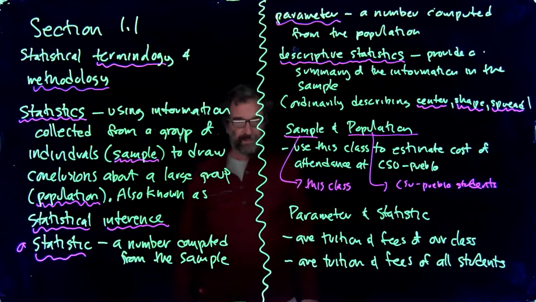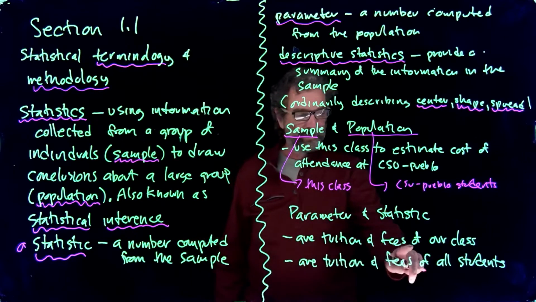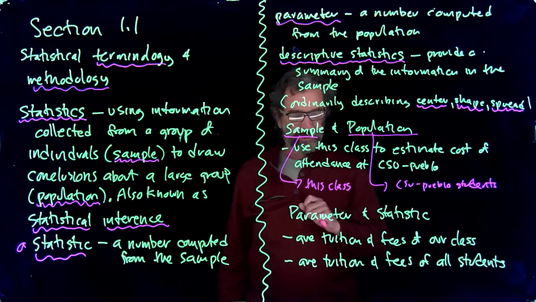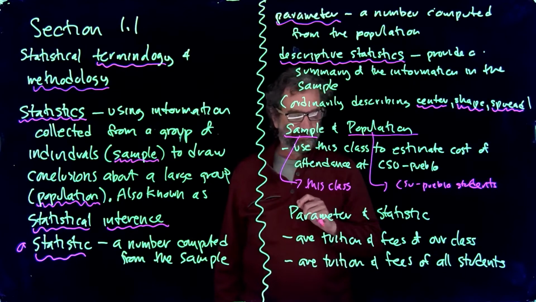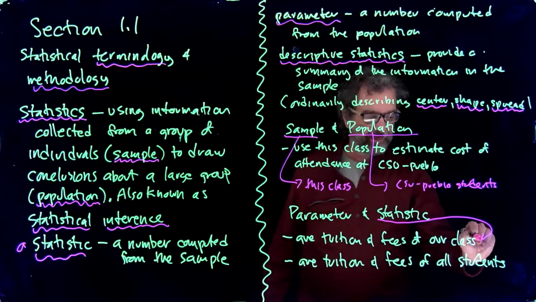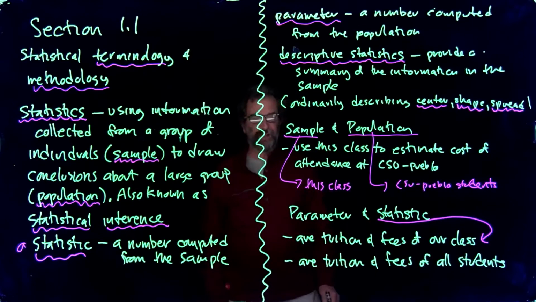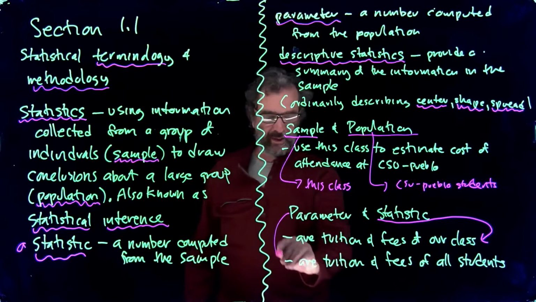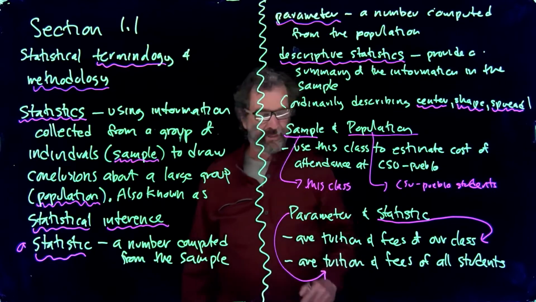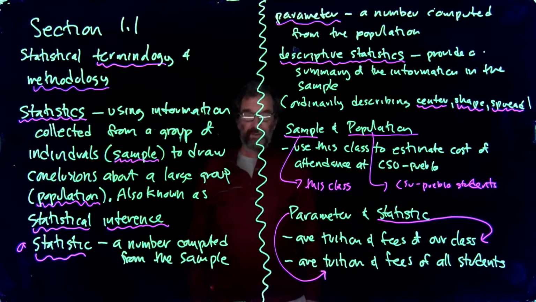And then, how about parameter and statistics? Here's an average tuition and fees of students in our class. That's computed from a sample, so that's a statistic. And then average tuition and fees of all students at CSU-Pueblo, that'll be the parameter because it's computed from the population of students that we care about. We're caring about students at CSU-Pueblo.